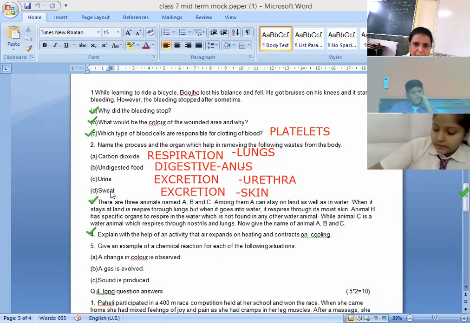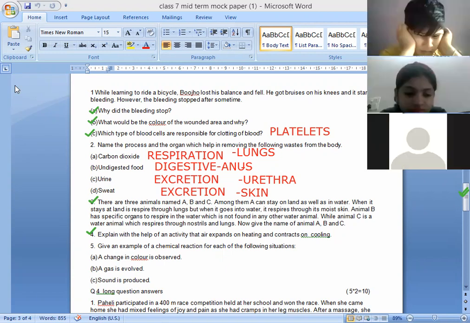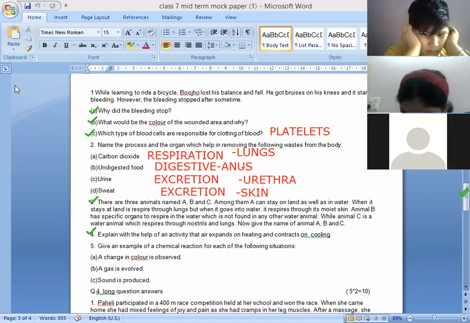Excuse me, ma'am, I have a doubt. Ma'am, this activity doesn't show that air expands on heating and contracts on cooling. Yes, this shows that the hot warm air rises up and cold air comes down. This is the activity that Vansh has told. So can you think of any other activity to show that air expands on heating and contracts on cooling? And the rest we will continue tomorrow.